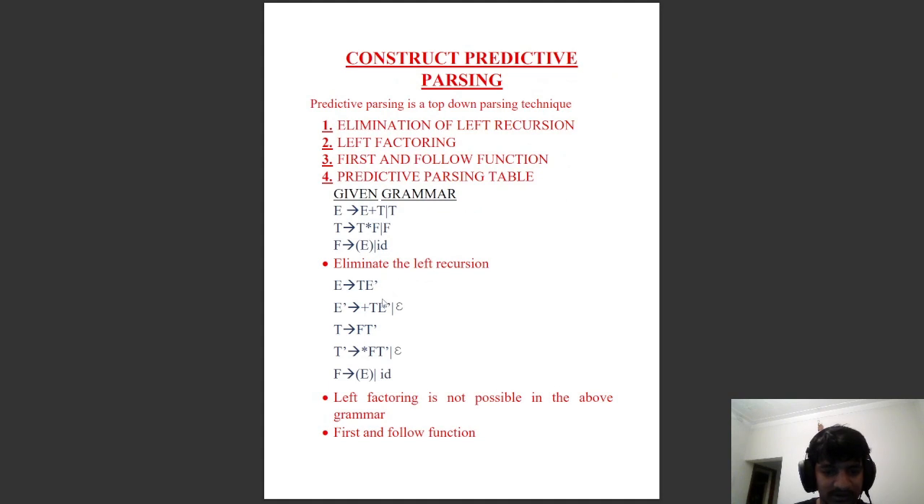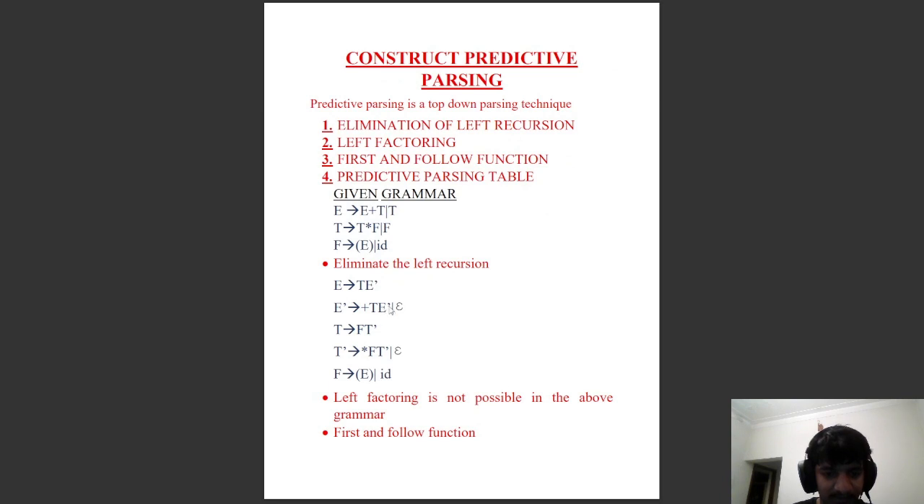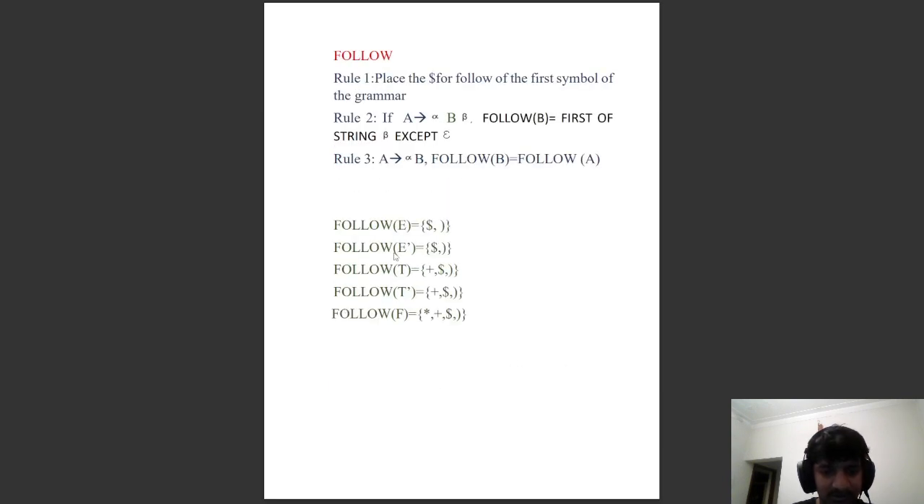As you can see, follow of E dash does nothing towards the right hand side. So you take follow of E itself, and here follow of E dash is also follow of E dash, which is same as follow of E, so you get dollar and opening braces.